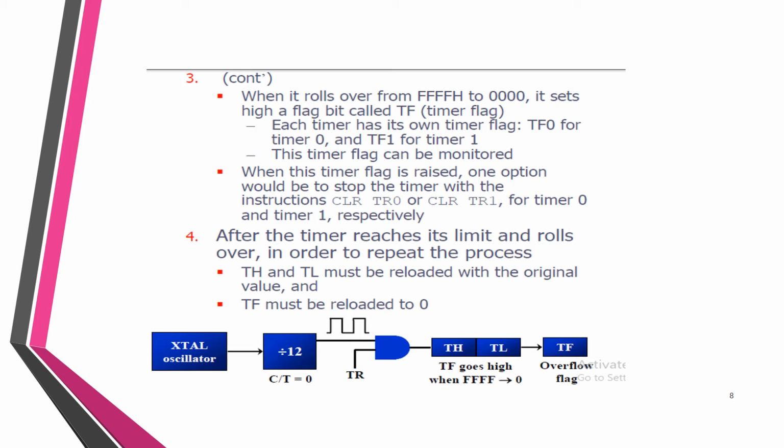When this timer flag is raised, one option is to stop the timer with the instruction CLR TR0 or CLR TR1. So whenever TF is set, the timer is going to execute the stop timer instruction for timer 0 and timer 1, same rule. After the timer reaches its limit and rolls over, in order to repeat the process, TH and TL must be reloaded with the original value and TF must be reset to 0. You also have to remember this once the timer operation is initiated.